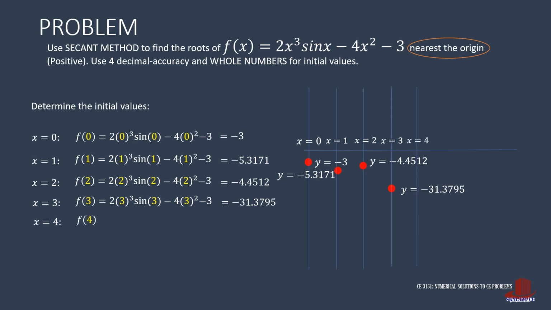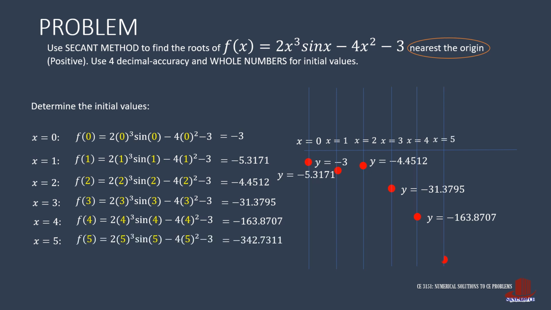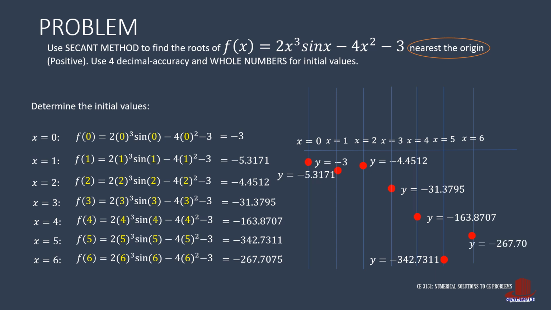With x of 4, the function becomes negative 163.8707. Another negative value, so we try x of 5. And when 5 is placed into the function, we get negative 342.7311. If we persist and use x of 6, the function becomes negative 267.7075. But still, we try x of 7. And the function using 7 as x becomes 251.6928.